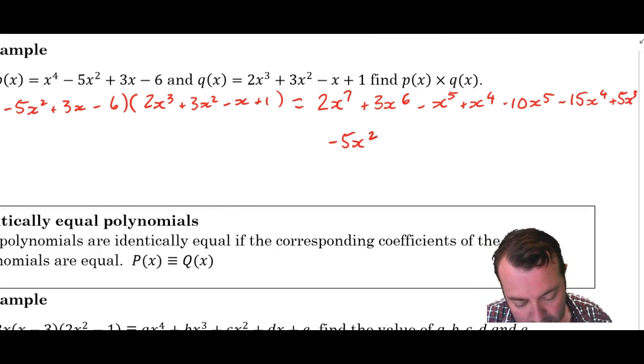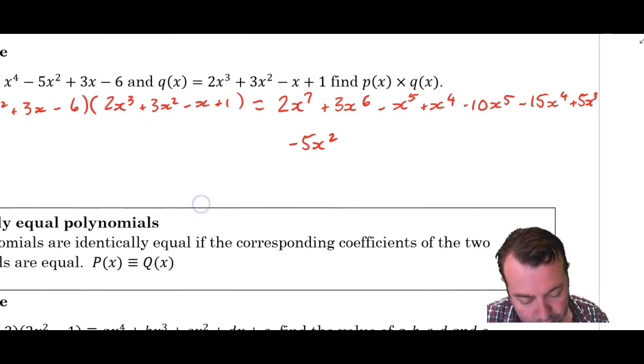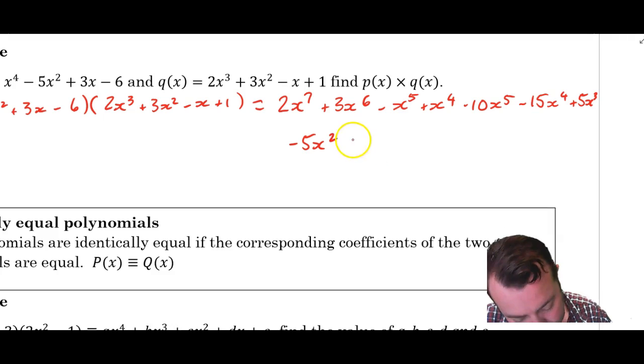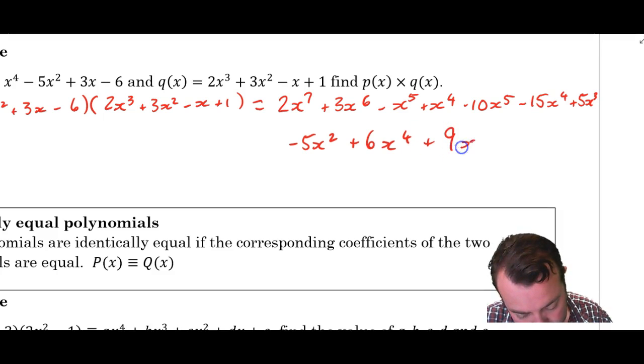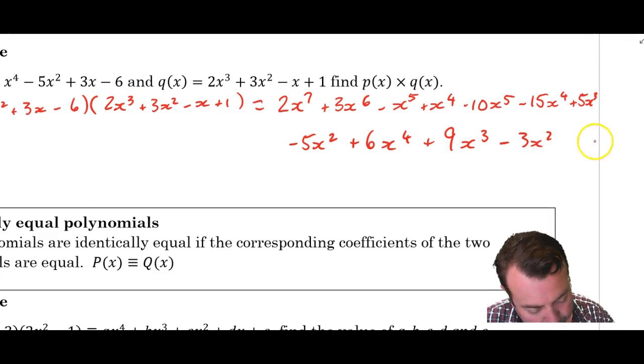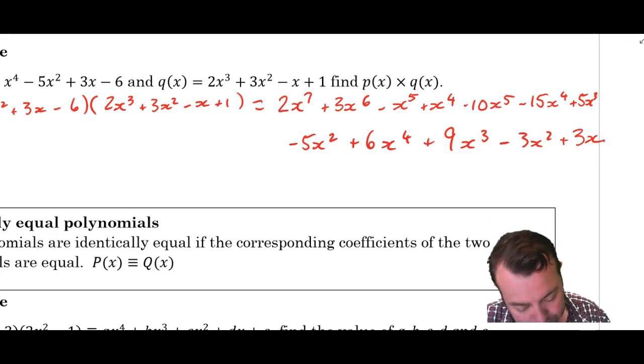Continuing on here, not the neatest work. 3x times 2x cubed is plus 6x to the 4. 3x by 3x squared is plus 9x cubed. 3x by negative x is minus 3x squared, and 3x by 1 is plus 3x, and one line to go.